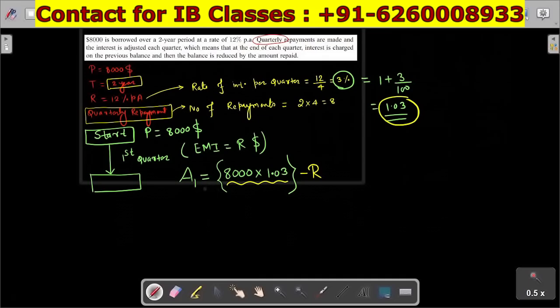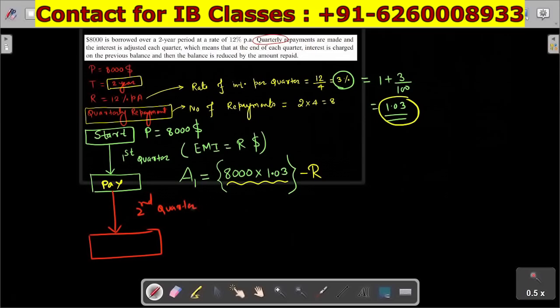Right. So this should be our total loan amount after the first quarter. But I have paid something also, so this will be adjusted here. So this is the case of the first quarter payment. What will happen to the next quarter payment? Similarly, if I pay for the next quarter, now I am talking about the end of the second quarter.